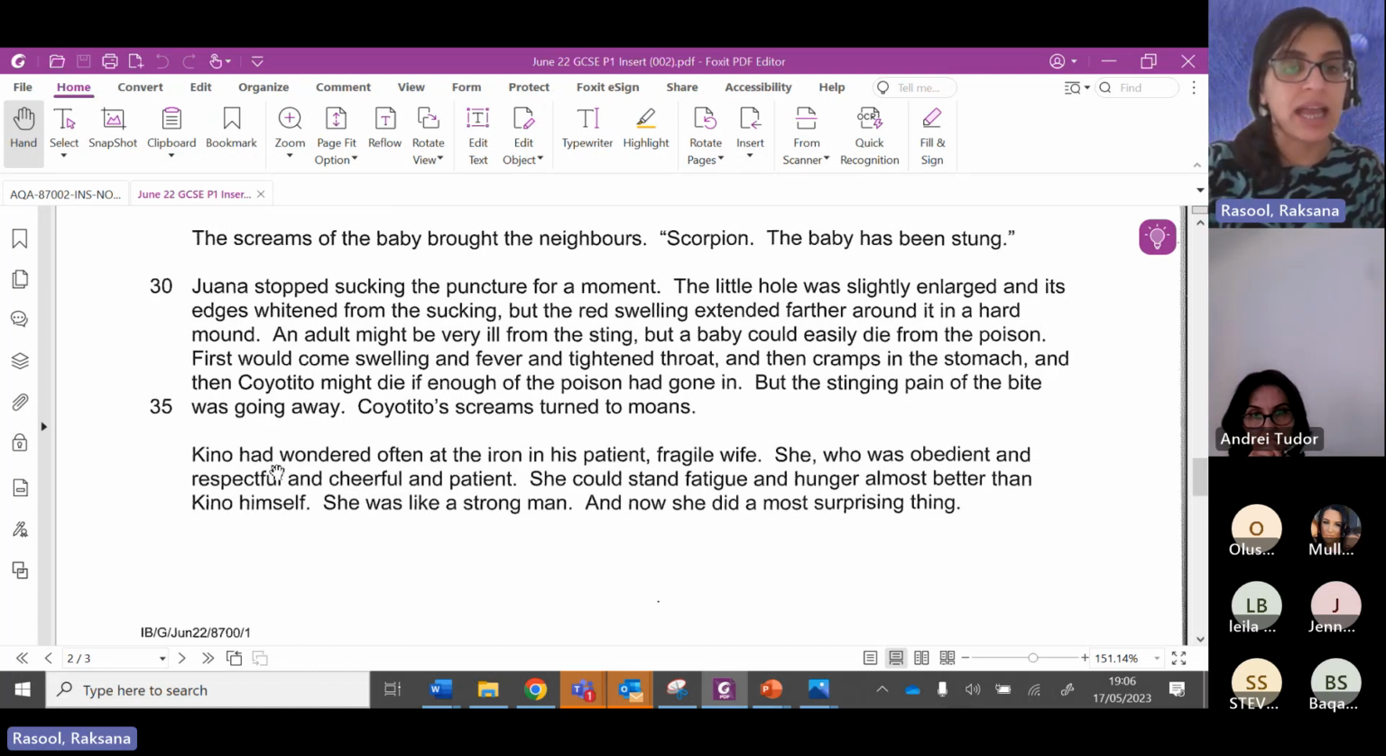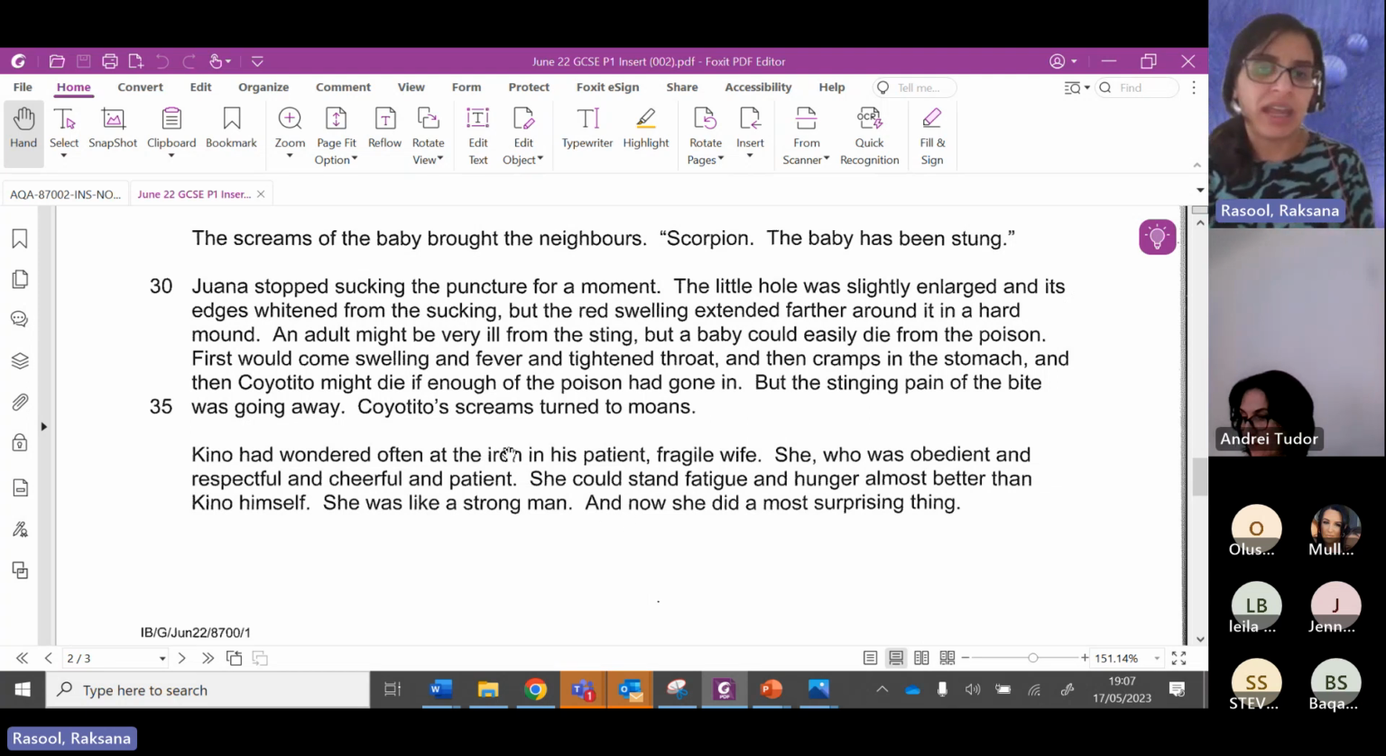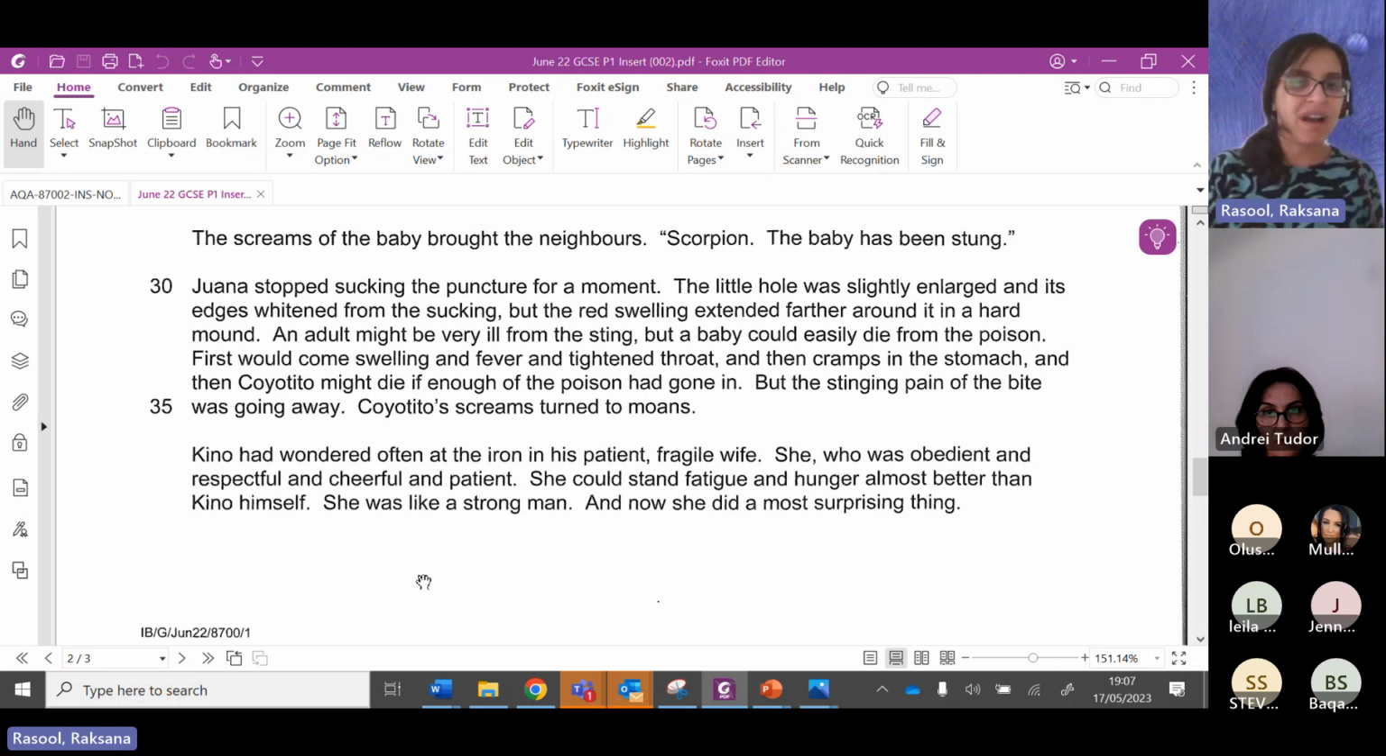She's more focused because she's described as having an iron will in her. She's patient, she's fragile, she's obedient, respectful, cheerful, and patient, but there's iron within her as well. She's strong, and she's almost stronger than him because she could stand fatigue, which is tiredness, and she could stand hunger better than he could himself. So in many ways, she's a much stronger person.